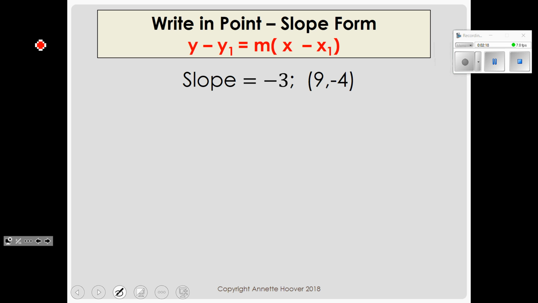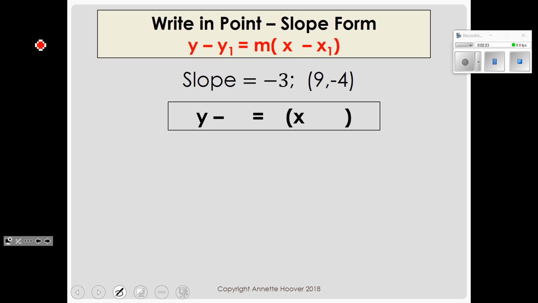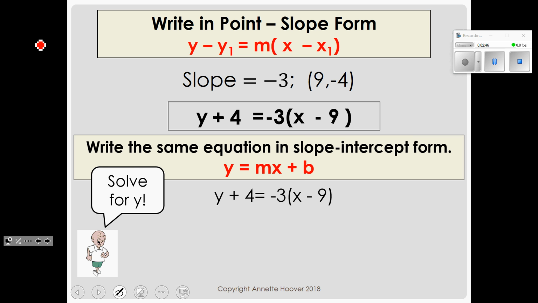Let's try this again. First, we're going to plug in the numbers into point-slope form. So when we do that, for the first part, y minus y, we're going to do the opposite of the y, so we're going to have plus 4, equals the slope, which is -3, and then we have x minus 9. Again, to put this into slope-intercept form, we want to solve for y. First step is to do the distributive property. So we're going to multiply the -3 times x, and the -3 times the -9, and that would give us y plus 4 equals -3x plus 27.